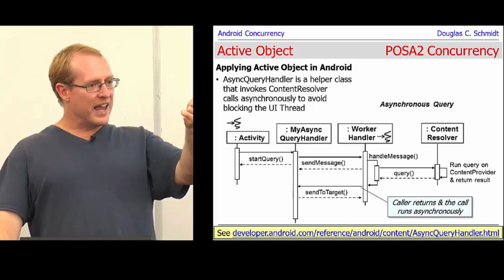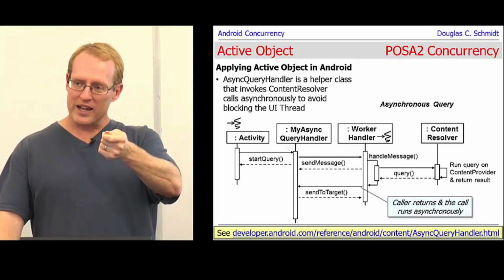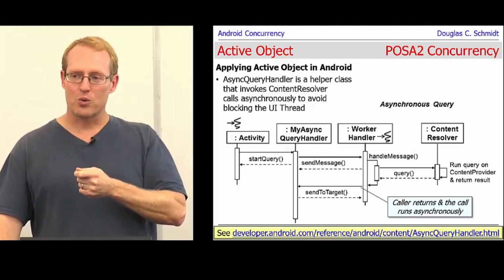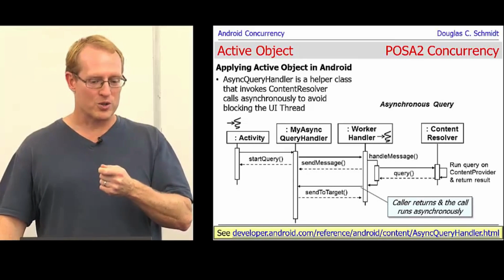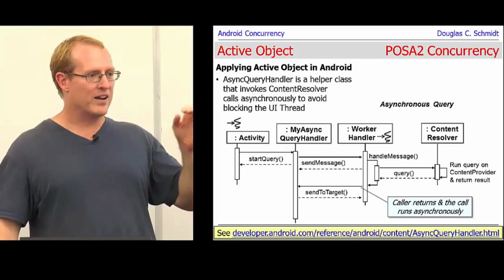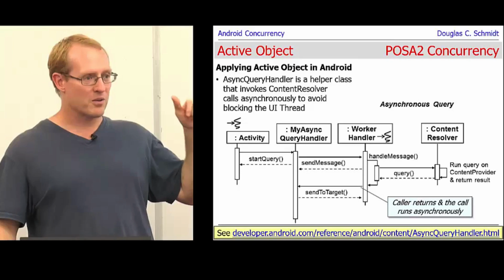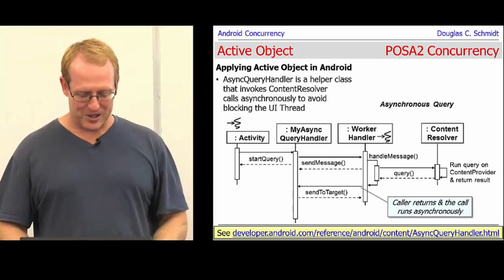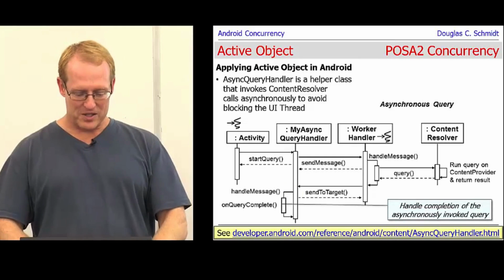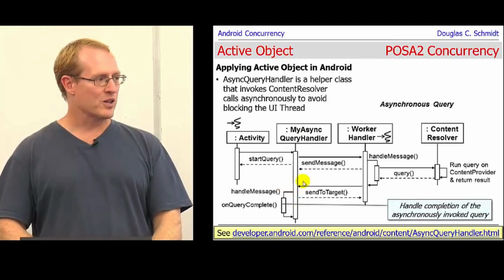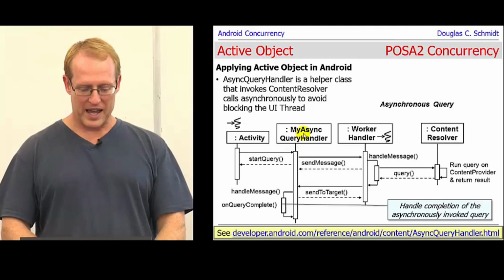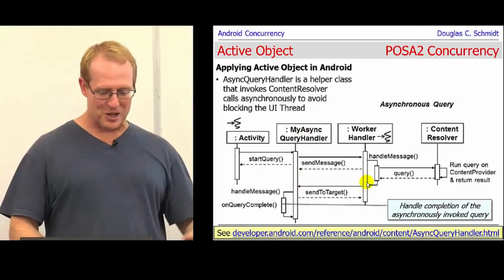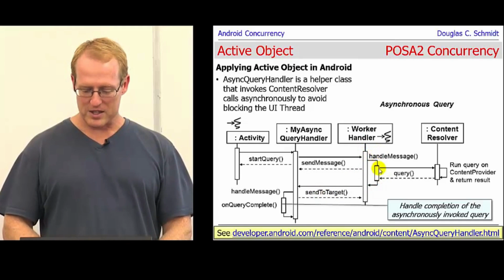When the query operation in the worker thread returns, it then turns around and does a send to target call on the actual reply handler that corresponds back to what was originally used to invoke the operation in the first place, my async query handler. And that asynchronously sends the result back and returns right away, so it can process other requests.